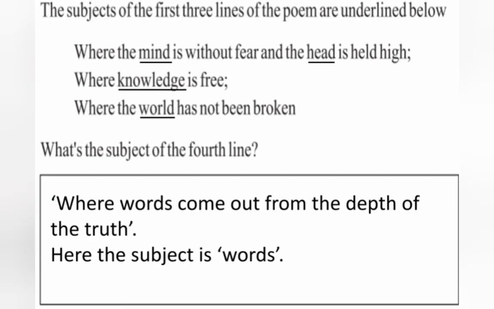Next, the subjects of the first 3 lines of the poem are underlined below. Where the mind is without fear and the head is held high. Where knowledge is free. Where the world has not been broken. What's the subject of the 4th line? The 4th line from the poem is, where words come out from the depth of the truth. Here, the subject is words.